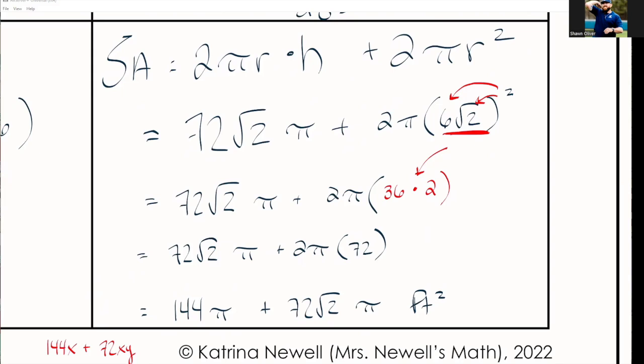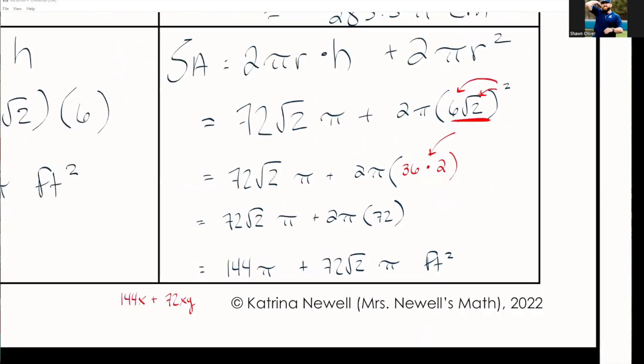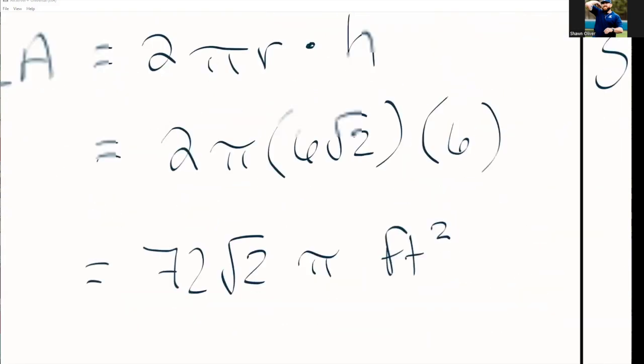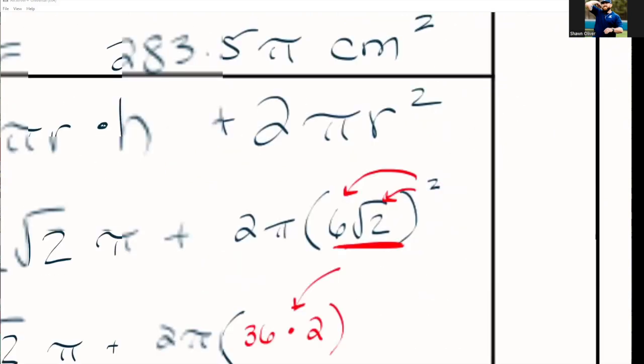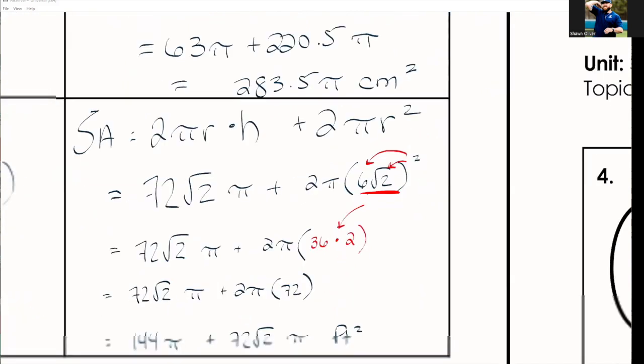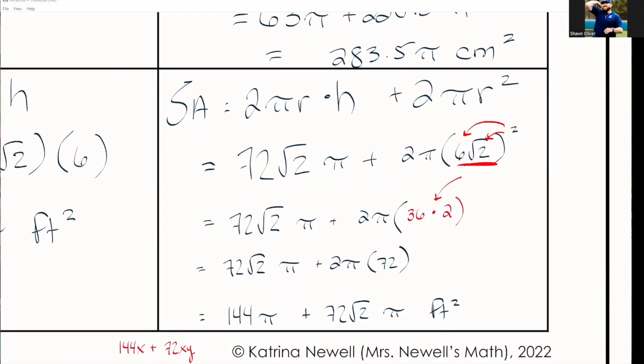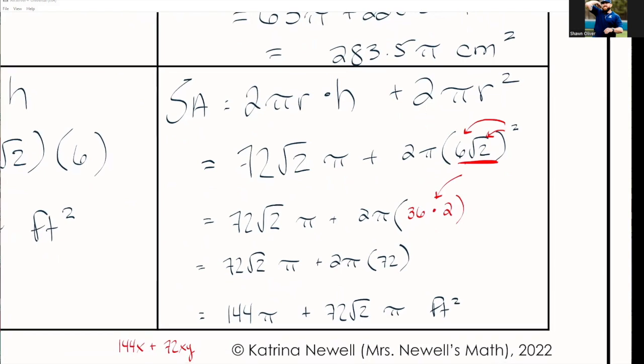Where did you get the root 2 from on 72? That was from our lateral area. When it was 2 times 6 times 6, the square root of 2 stayed. But when we did surface area and we squared that square root, our square root disappeared. So that's how they ended up not being like terms. Good question.